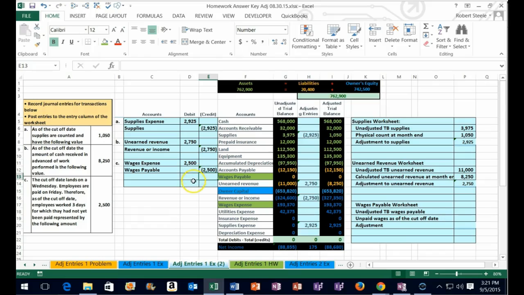So if we then post that, then we can go down here to H17 and say equals, and then point to the expense, $2,500. This is a debit, that's a debit. It's going to make the debits go up. It's going to bring net income down. So there we have that.